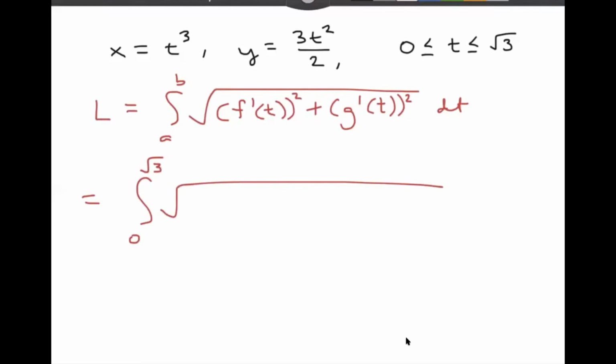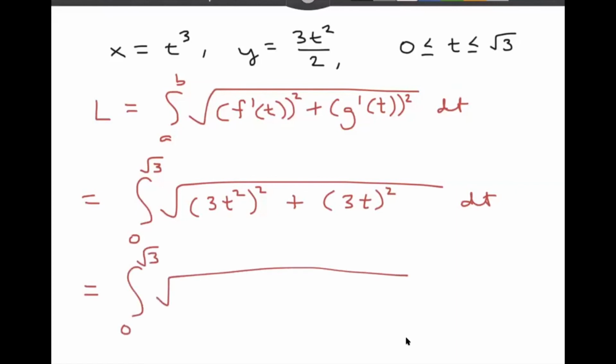All right, f prime t is 3t squared, right? And the derivative of y is 3/2 times 2t, so that's 3t. So 3t squared. All right, so usually the challenge with these is just figuring out how to do the integral. I don't think this one ends up being too hard. So this is the square root of 9t to the 4th plus 9t squared.